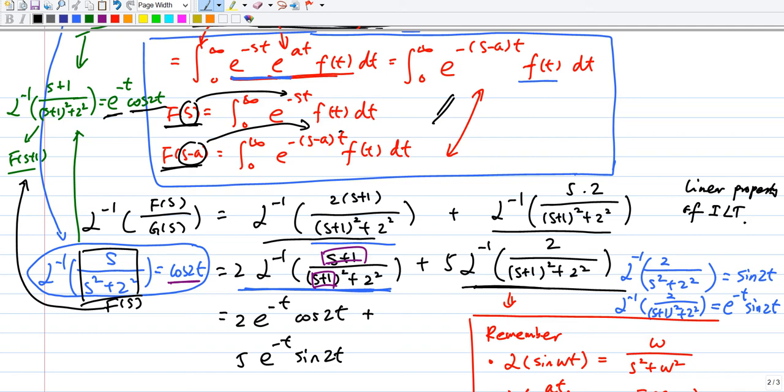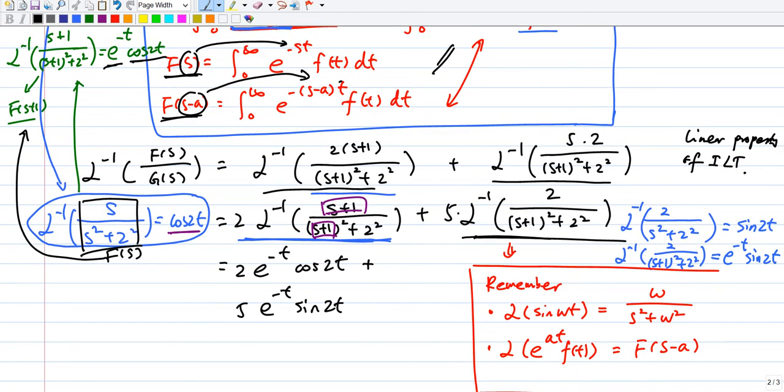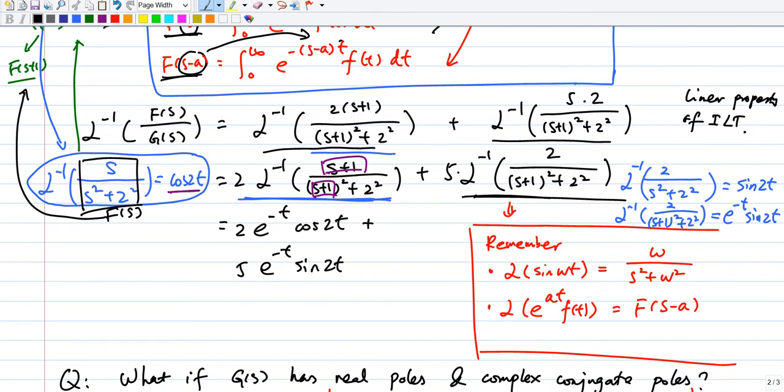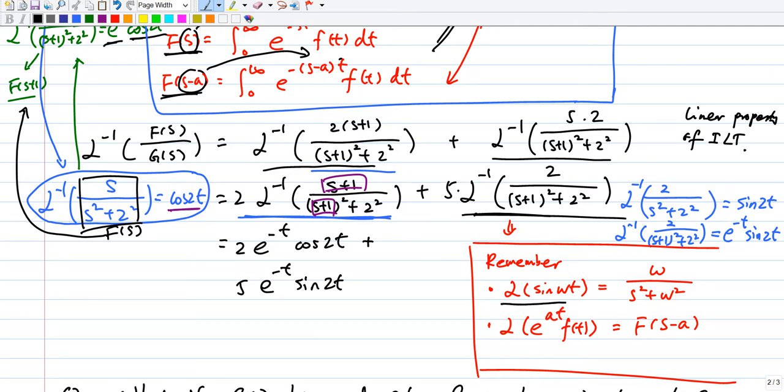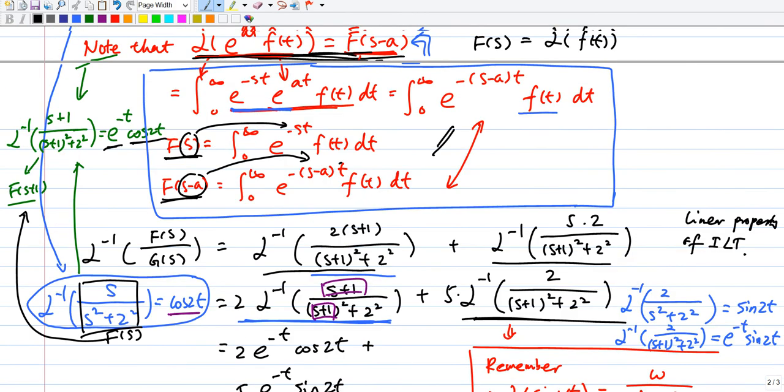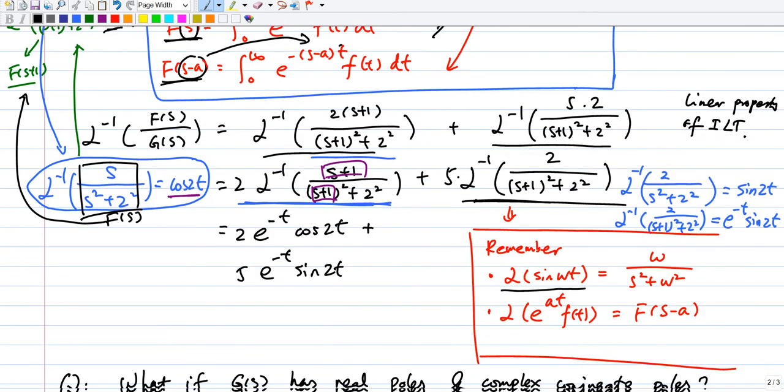It is L inverse of 5 times something. I can ignore the 5, whatever is a scalar. So for the L inverse of 2 divided by (s plus 1) squared plus 2 squared, we can use the same property. Remember, L of sine wt is w divided by s squared plus w squared. And I also use the same property as over here: L of e to the minus a t times f(t) is F(s plus a). You basically also have 2 steps.